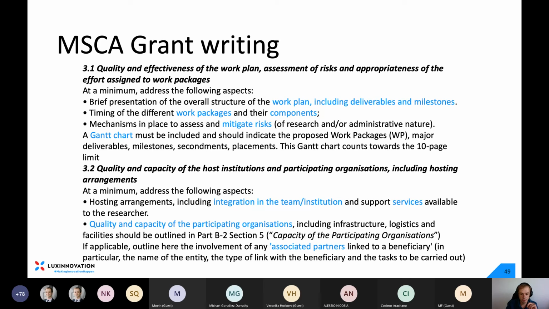Quality and capacity of the host institutions and also the participating organizations. So that includes how you will be integrated in the team, in the institution, what support they can offer to you, what's their capacity and their quality in general, especially if they're a small structure. This might be more important to highlight because people will not know it. If you imagine a small startup, a reviewer might not necessarily believe that you have the capacity to do the work. So you need to say why you do have the capacity.